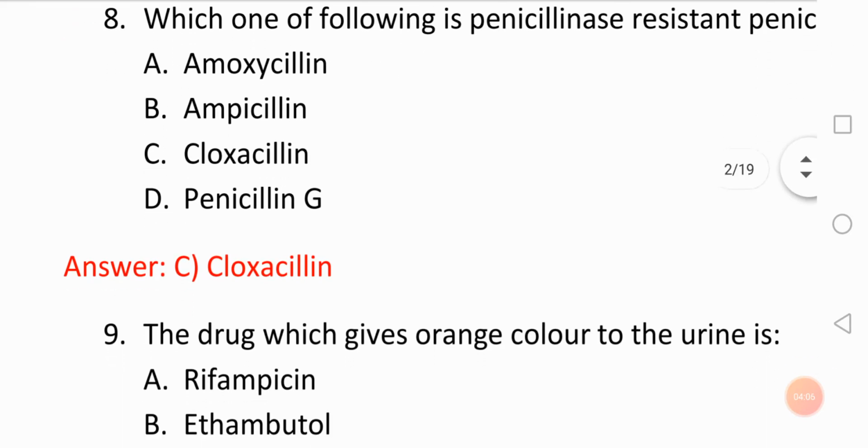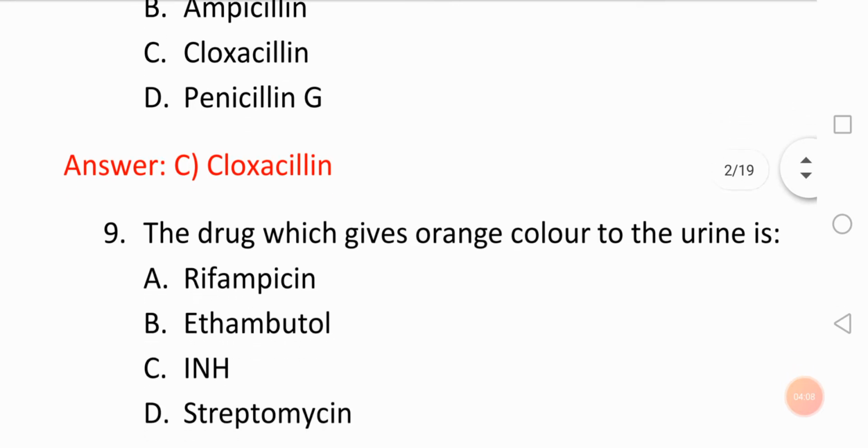Next question: the drug which gives orange color to urine is A. Rifampicin, B. Ethambutol, C. INH, and D. Streptomycin. And the answer is A, rifampicin, because rifampicin is an anti-tubercular drug, and when given it changes the color of urine into red-orange.